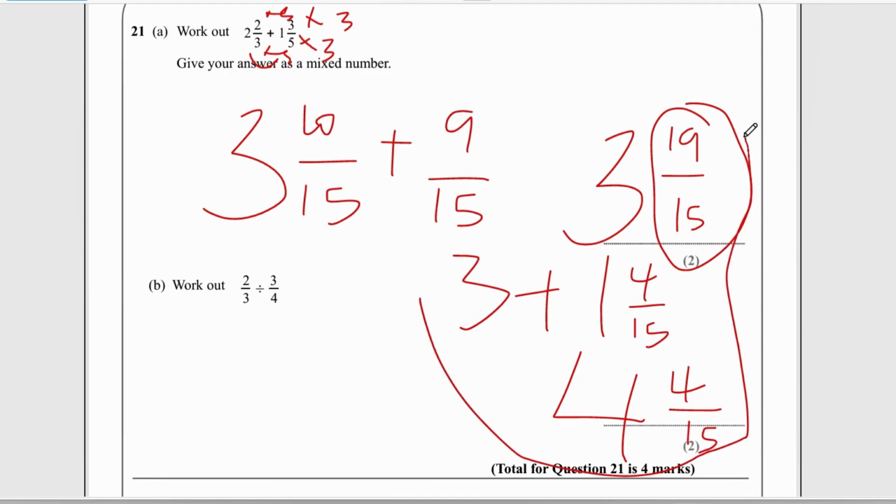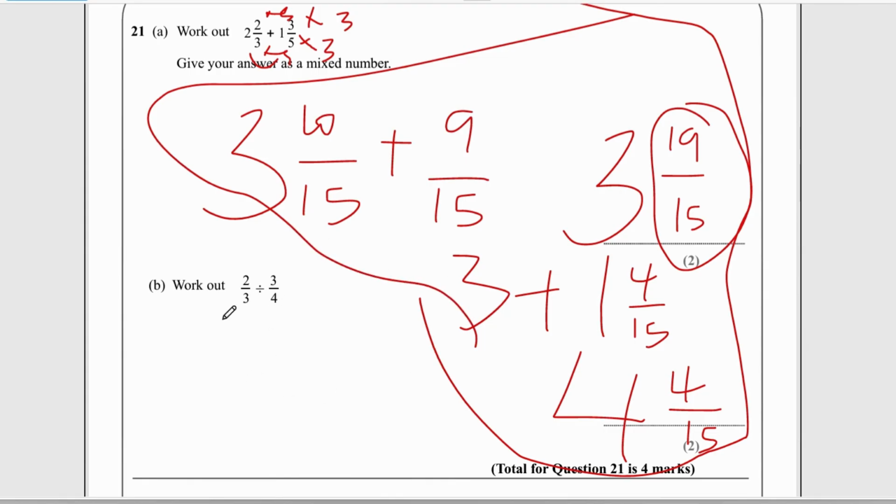Sorry, this is part of the question here, not the next one. Work out this. When you're dividing fractions, keep, change, flip. So 2/3 times, division will change to times, then you flip the 3/4 on the right. So when you flip 3/4, it becomes 4 over 3. So 2 times 4, up times up over down times down. 2 times 4 is 8, and 3 times 3 is 9, and that gives you 8 over 9.